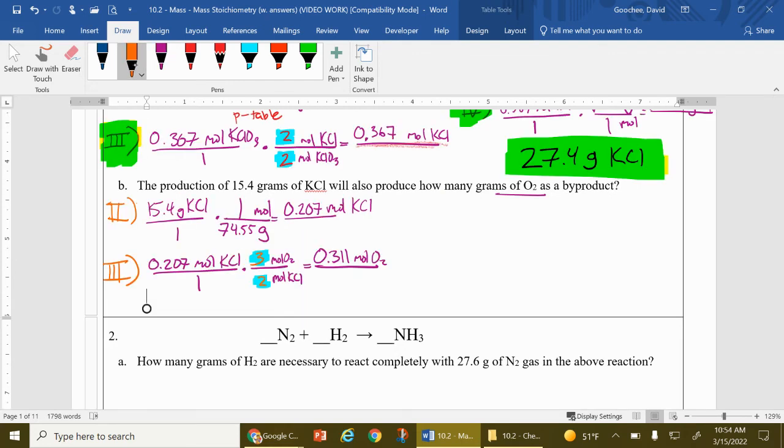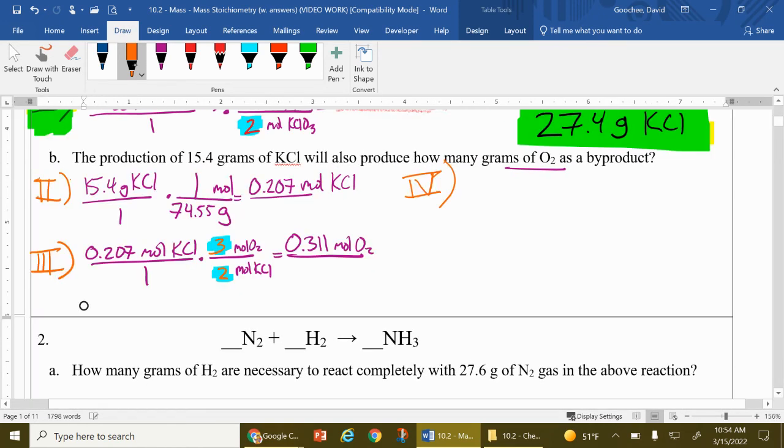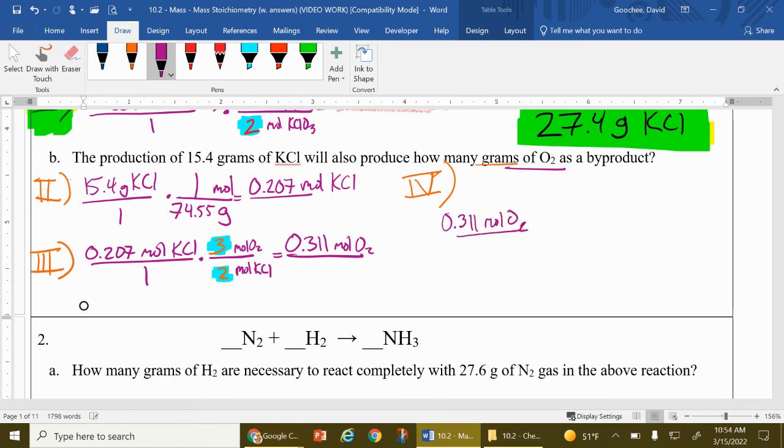Okay, now we're in moles of O2, and it's time for the fourth and final step. Once we figure out how many moles of product we have, we convert that into what unit they want. In this case, they want grams of O2. So let's go from 0.311 moles of O2, and we need to get into grams of O2. So we're getting out of moles of O2 into grams of O2.